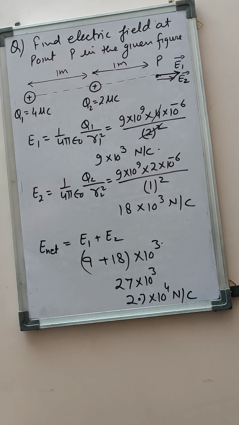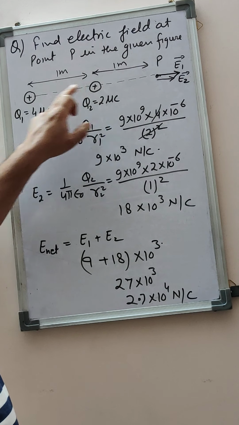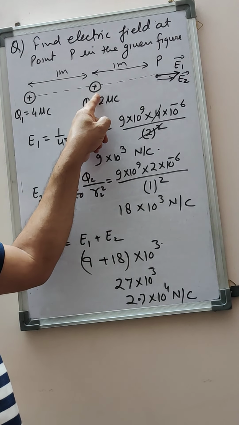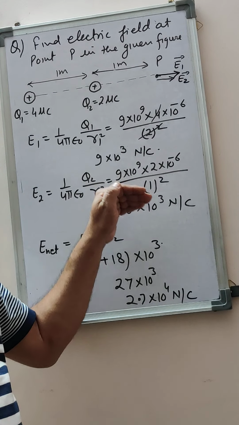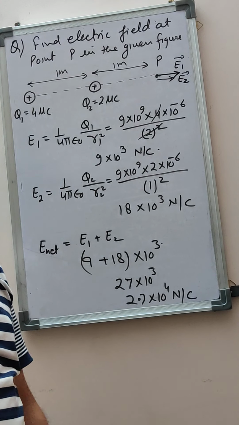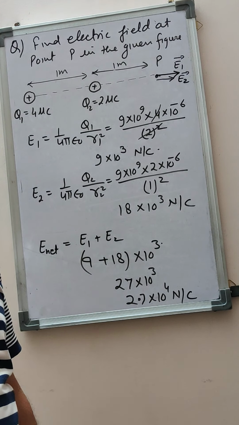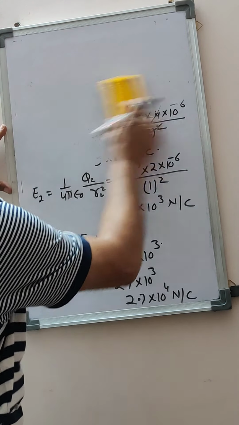Same way, if you have one positive and one negative, let us suppose this is positive, so E1 will be right. This is negative, E2 will be left. You will find E1 and E2, and then you will subtract one value from the other. If E1, E2 you are getting perpendicular, then you will apply the Pythagoras. Let's take one more example.